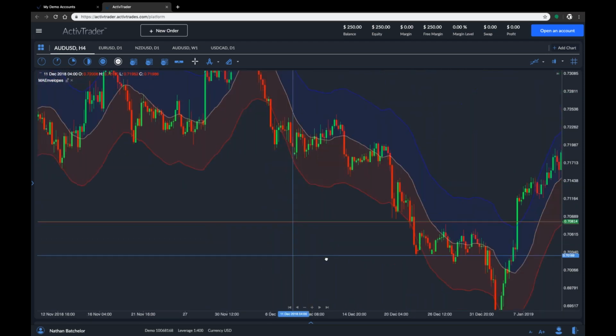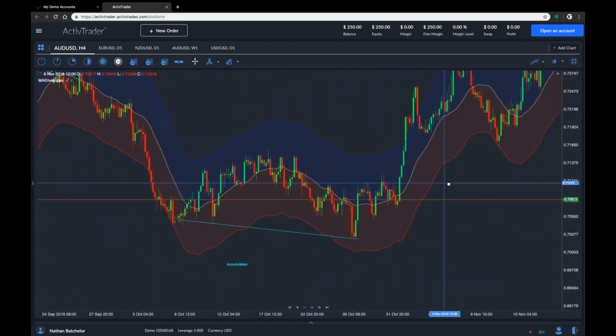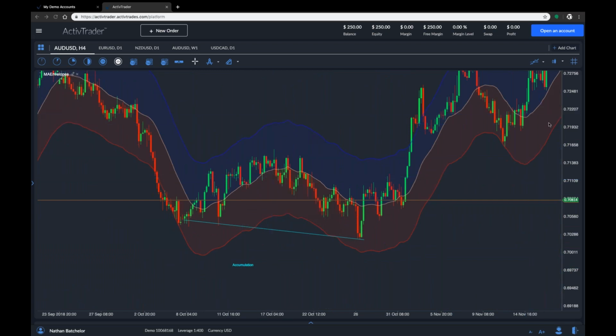Okay, so the way I used to use this was if we're in a range bound environment. So here, all the prices are captured within the moving average envelope. We've still got the annotations from the, what was it called, the WAD. We've got some accumulation going on.